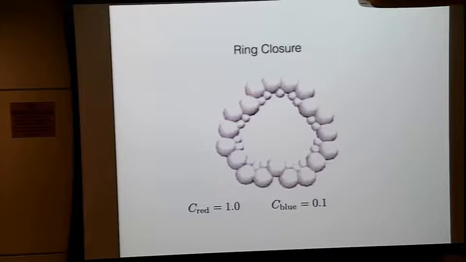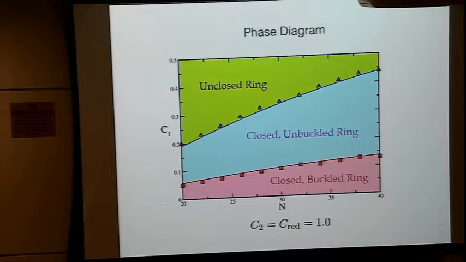So you can make a sort of a phase diagram of this system. So you can plot the 2 concentrations here. So in this case, we fixed C2, the red one, the high concentration one, to be 1, and varied C1. And so the possibilities are the rings don't close, you can get a closed ring that doesn't undergo that last stage of buckling, and you can get a closed ring which buckles.